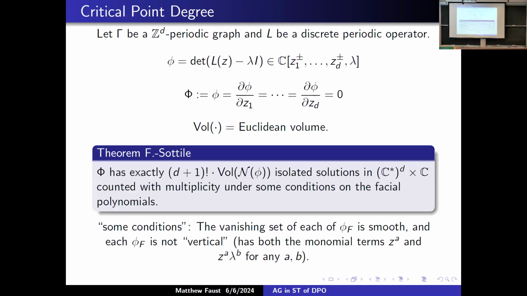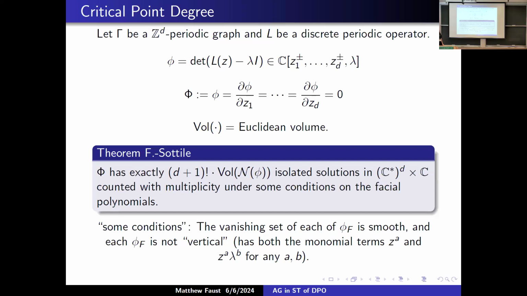Anyway, what Frank and I showed is that, given just a Z^d periodic graph with a discrete periodic operator L, and letting Φ be your collection of critical points, you have exactly (d+1)! times the volume of the Newton polytope of your dispersion polynomial isolated critical points in (C*)^d × C, counted with multiplicity, under some conditions on the facial polynomials. So we've seen this many times at this point.